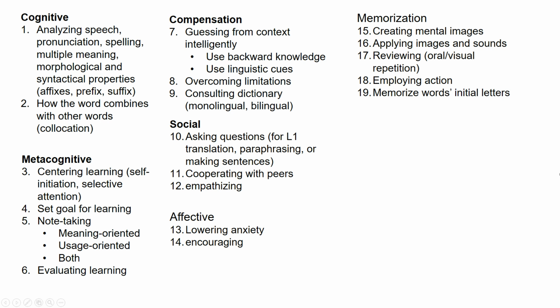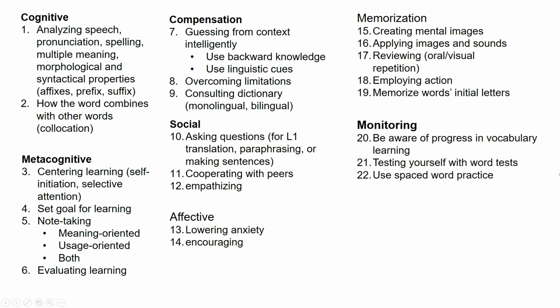The next category is memorization strategies, including 15, creating mental images of the unknown words. 16, applying images and sounds together to facilitate learning. 17, reviewing with oral or visual repetition. 18, employing action, act out the words to increase the memory. Number 19, memorize words' initial letters. So making initial letters a cue to recall the pronunciation or spelling.